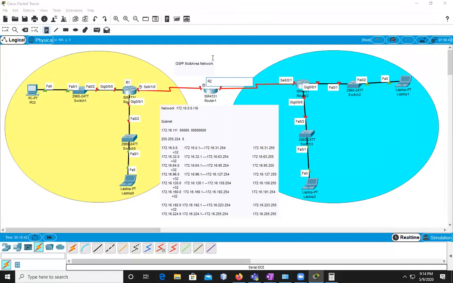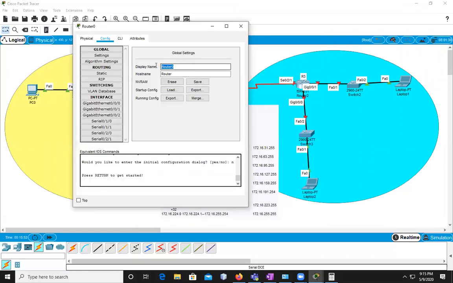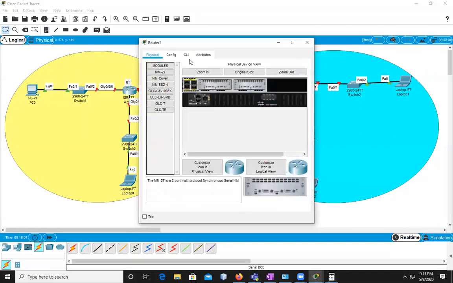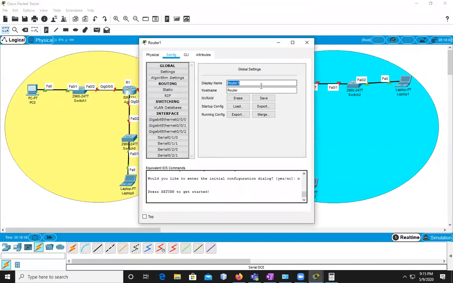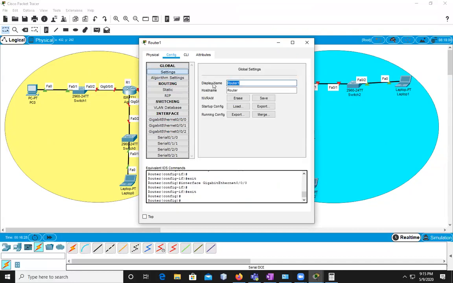You can change the router names graphically also. If you want something different, click on the router and go to Config. This is router 0. You can change its host name and display name, we can even say it's Aptech. You can see Aptech will come here. For router 1, I can say it's training. This is the graphical way. You can graphically enter the IPs here also, but we do not use it.